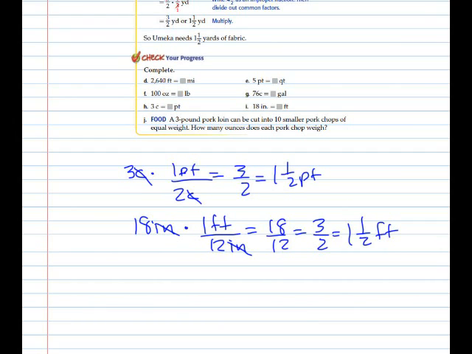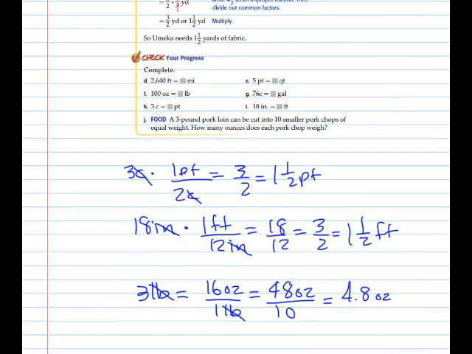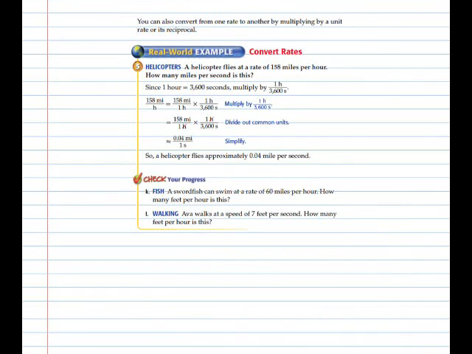Example J, a 3-pound pork loin can be cut into 10 smaller pork chops of equal weight. How many ounces does each pork chop weigh? Well, they're switching gears on me a little bit here. I've got 3 pounds. I'm going to convert that to ounces, so I get 16 ounces to 1 pound. Divide out the common units. 3 times 16 is 48. That's my ounces. If I divide that by 10, each of my pork chops then will weigh 4.8 ounces.